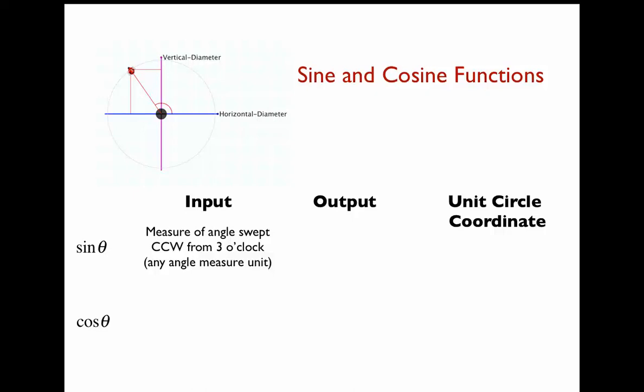If it's a clockwise angle, it won't be the input for sine. Okay? If it starts from somewhere else besides 3 o'clock, if it sweeps from midnight, from noon, or from 8 o'clock, it's not the sine. The input of sine has to be this angle, so counterclockwise from 3 o'clock.